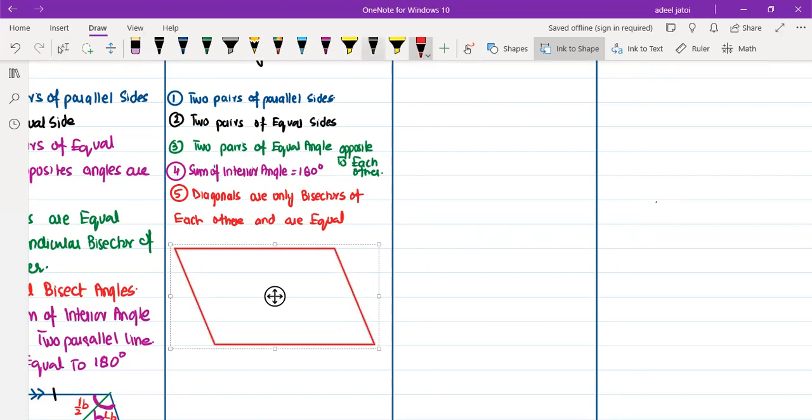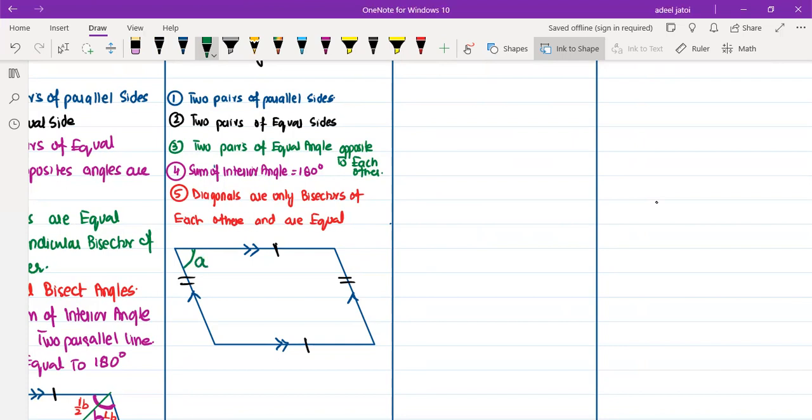So, the first says two pair of parallel lines. These two are equal, whereas these two lines are parallel to each other. Now, obviously, these two lines are equal and these two lines are equal as well, as point 2 says, two pairs of equal line. Then, two pair of equal angle opposite to each other.